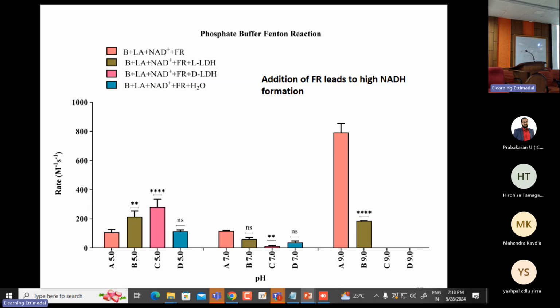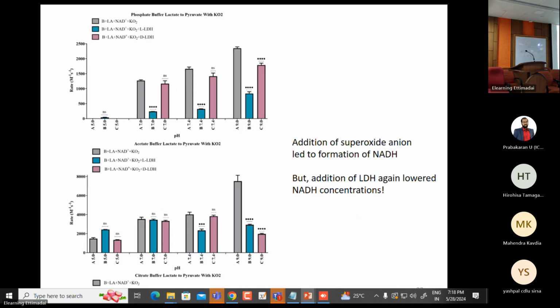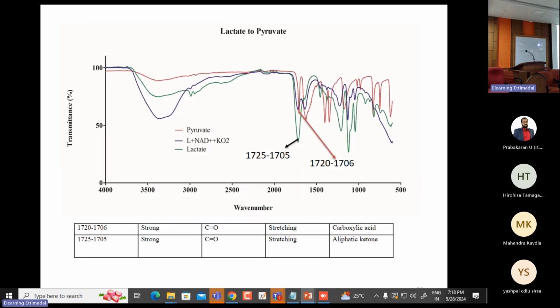So here, just the Fenton reaction, when you have hydrogen peroxide breaking down into radical, it is able to give you a lot of NADH, and you can see pH 9 is very favorable. They are carrying out lactate to pyruvate reactions at very high pH in diagnostic setups. And they also tried adding superoxide, a very reactive form of oxygen. When you add superoxide into the medium, you can see that KO2 alone also gives NADH. But the moment you add LDH, the NADH goes down. Right? Repeatable.